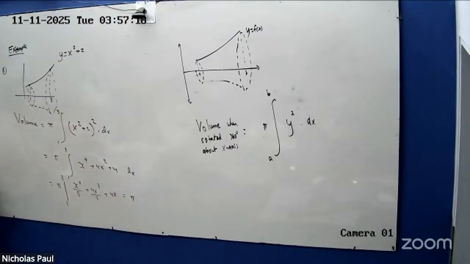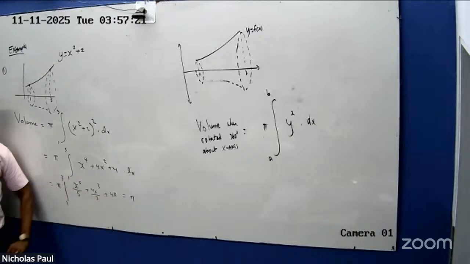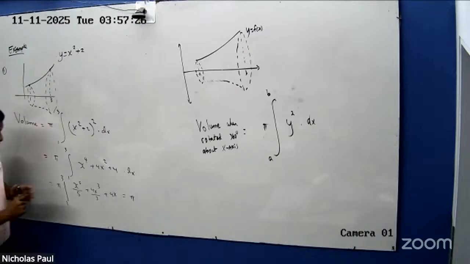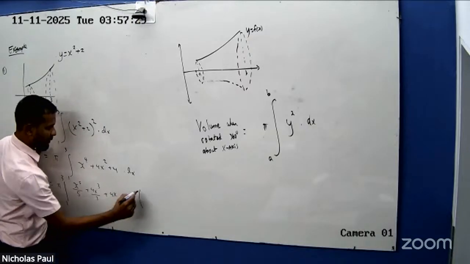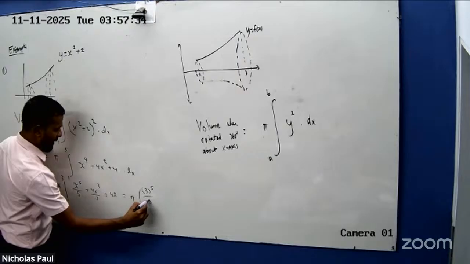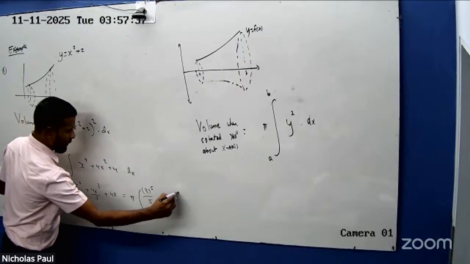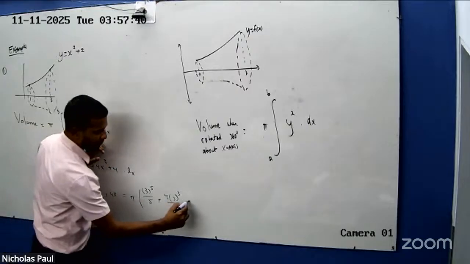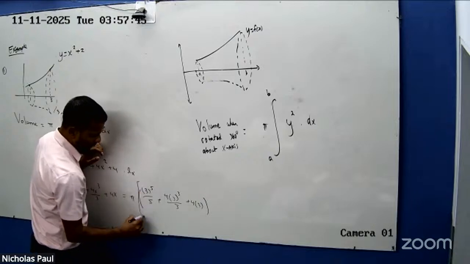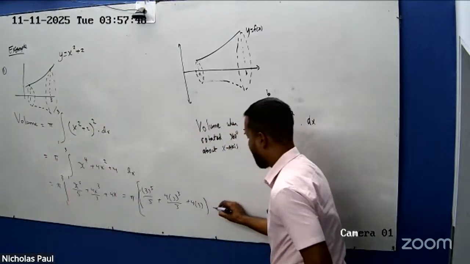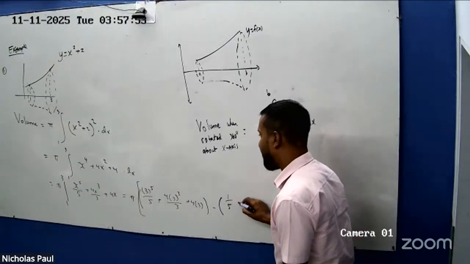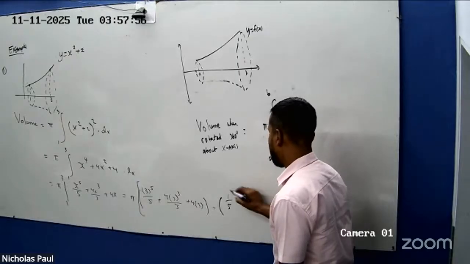Next step is what? Substitute 3, work it out. Substitute 1, work it out. That's okay? So that will be 3 to the power 5 all over 5, 4 times 3 to the power 3 all over 3, plus... sorry, 4 by 3. And we minus in 1 to the power 5 over 5, 4 by 1 to the power of 3 over 3.